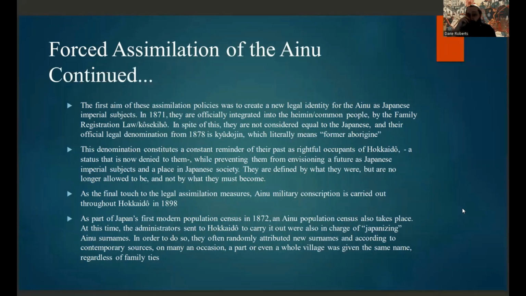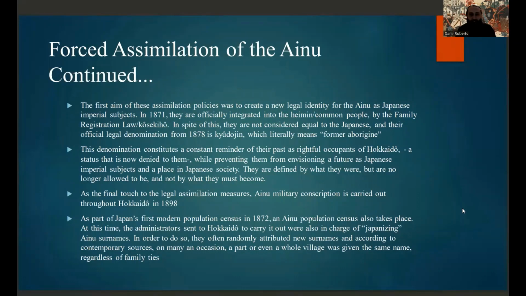And they were officially integrated into this class by the family registration law. But in spite of it, they were not considered equal to Japanese, and their official designation was Kyūdojin, which means foreign aborigine. This denomination was created as a way to constantly remind the Ainu of their past and their quote-unquote inferior status. They are defined by what they were, but are no longer allowed to be what they were, and they must become Japanese citizens.